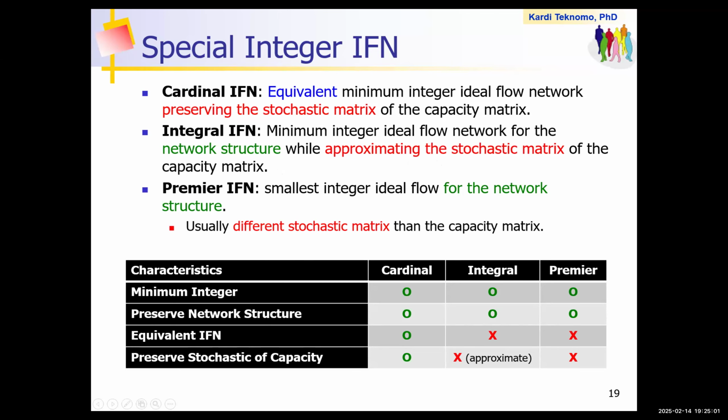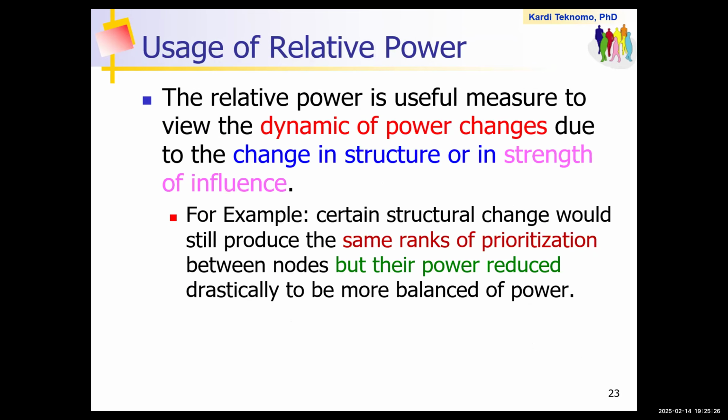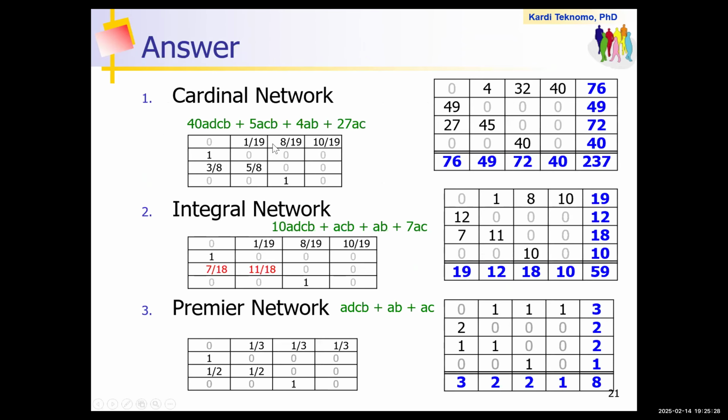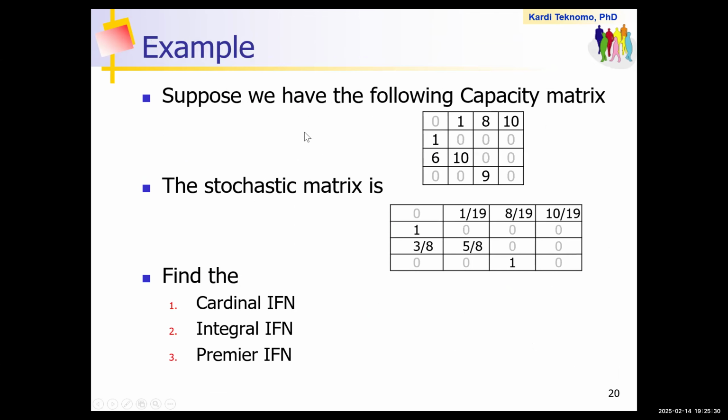Can you distinguish between the two? Cardinal IFN is equivalent IFN based on the stochastic matrix, meaning you need to know the probability. Premier IFN does not need to know the probability. All you need to know is only the network structure. That's the idea.